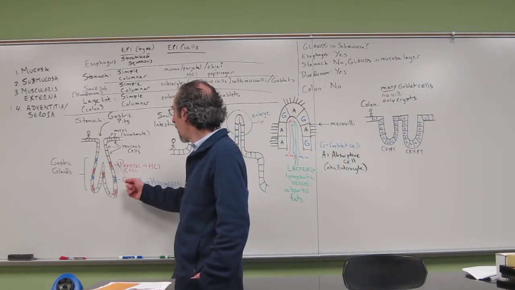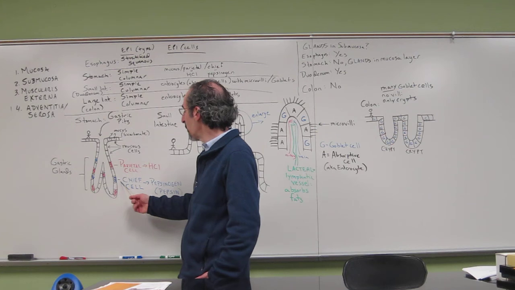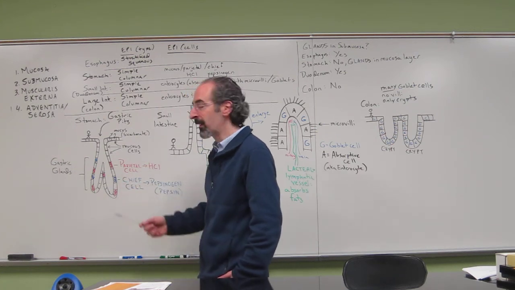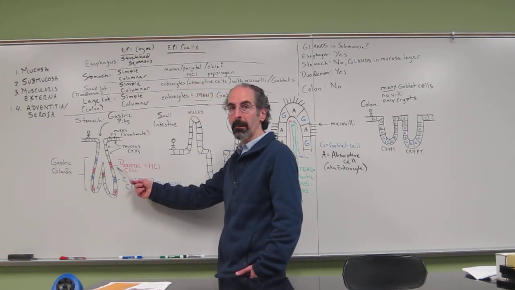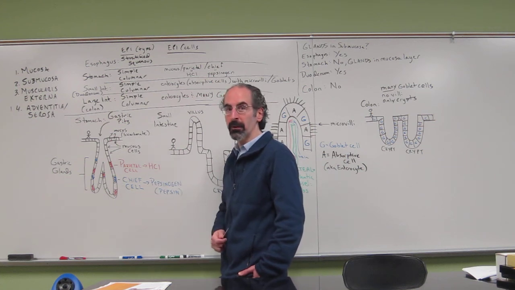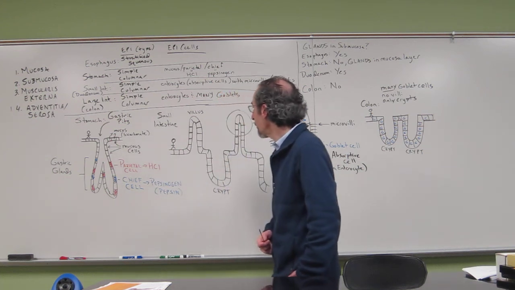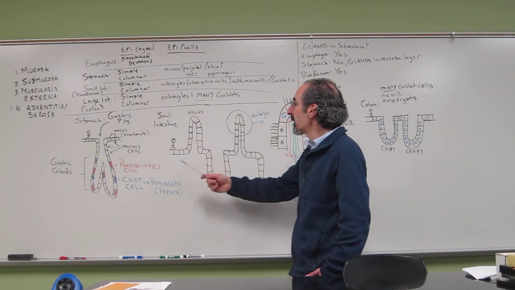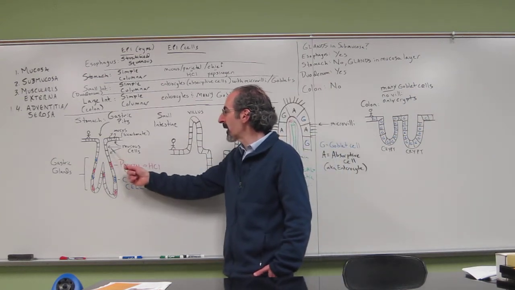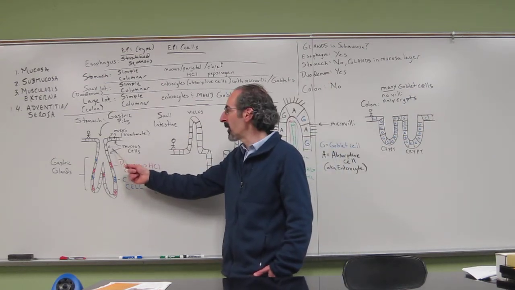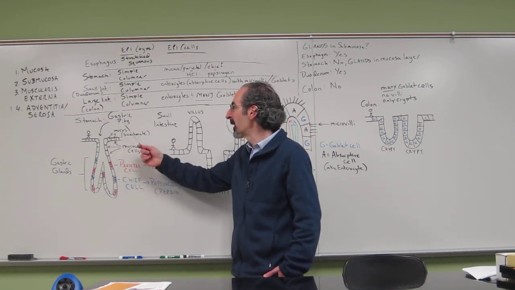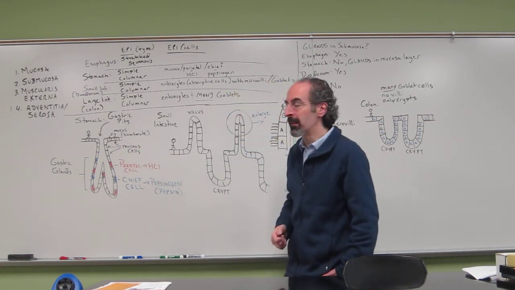I've drawn these as sort of reddish and bluish because when you look at these histologically, the parietal cells are going to look pink and the sheath cells are going to look blue. In the small intestine, we lose the gastric pits and we also lose the mucus cells. The mucus cells go away. The gastric pits are sort of modified into something else.